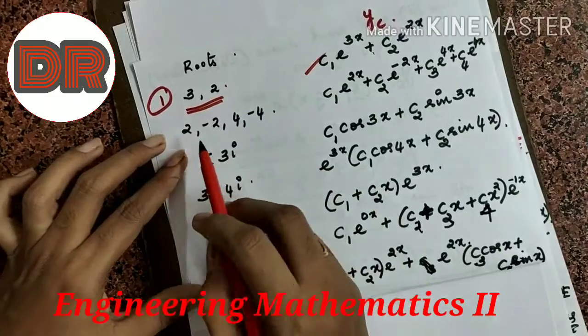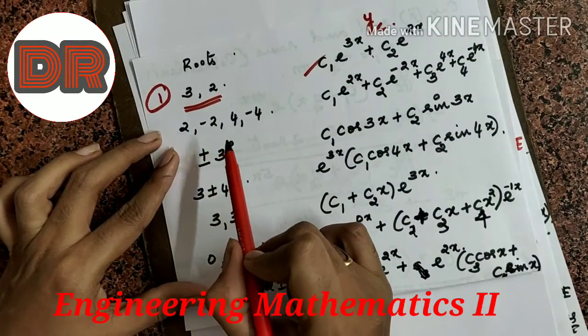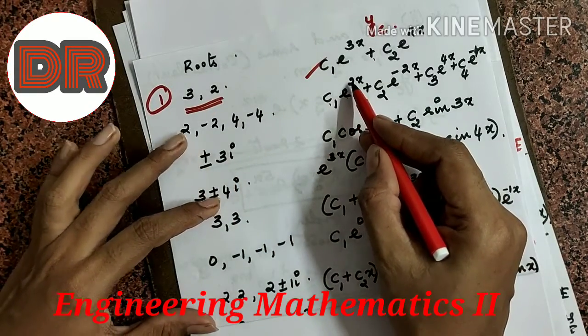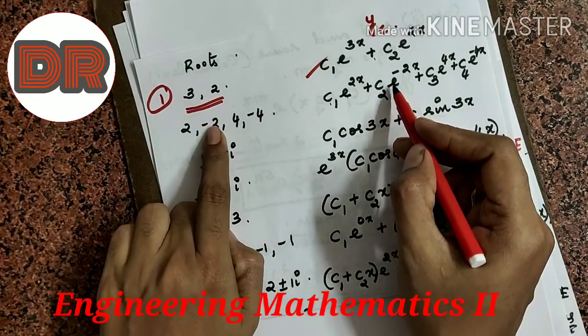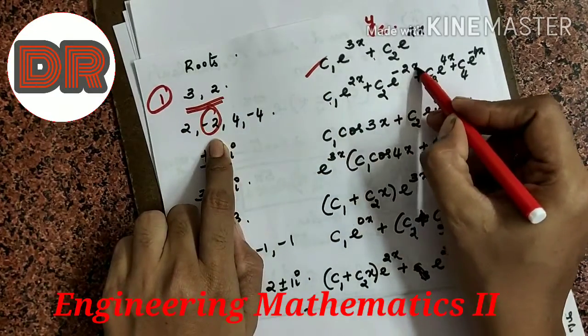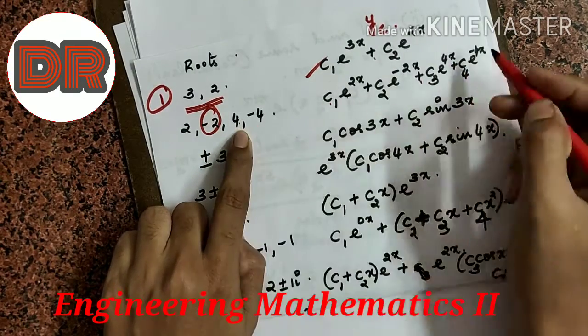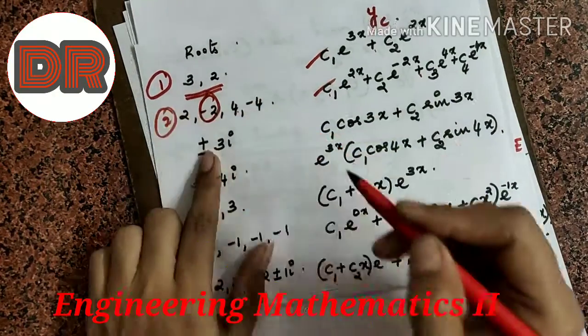And the second one is we have real and distinct roots, but there are 4 roots. So we have to write c1 e to the power 2x plus c2 e to the power minus 2x plus c3 e to the power 4x plus c4 e to the power minus 4x. This is how we write for real and distinct.